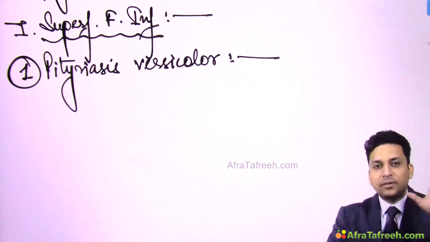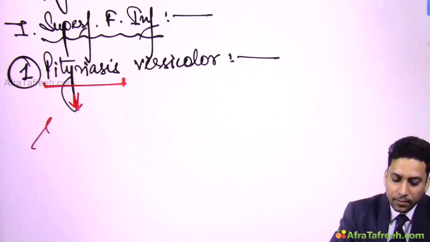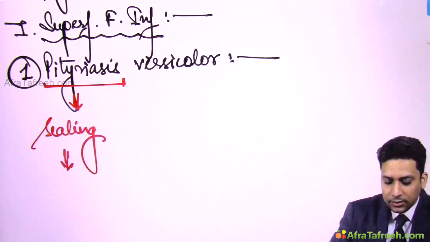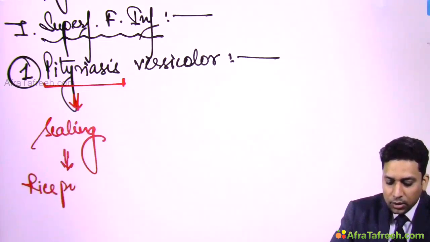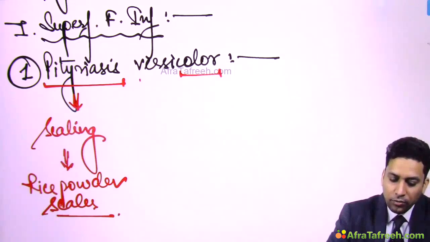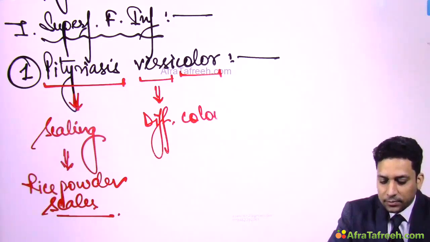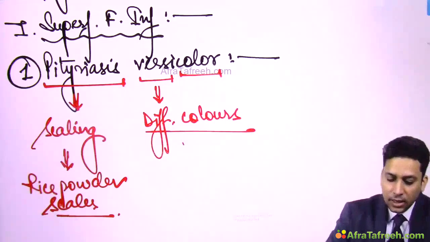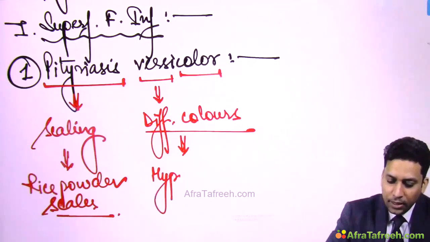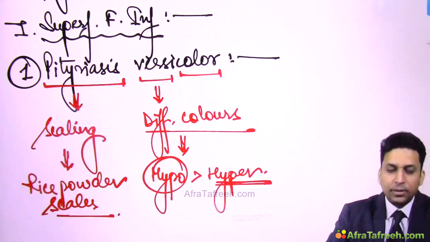If you just look at the name of this condition, you can remember so many points. Pityriasis term means scaling. And this scaling which is seen in this condition is very fine, rice powder like. So powdery scales are seen. Versi means different, so different colors are seen. Sometimes lesions are hypopigmented, sometimes they are hyperpigmented. Generally they are hypopigmented, but sometimes they can be hyperpigmented as well.